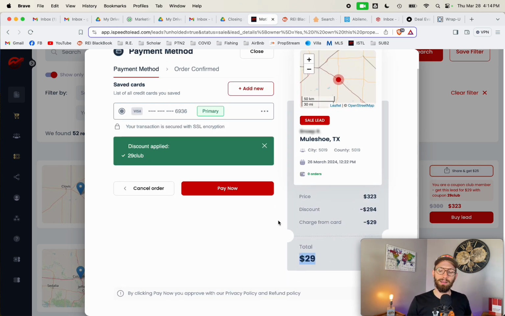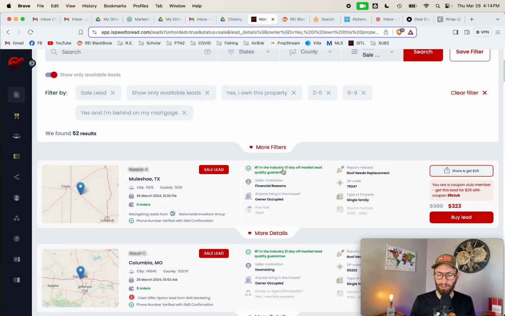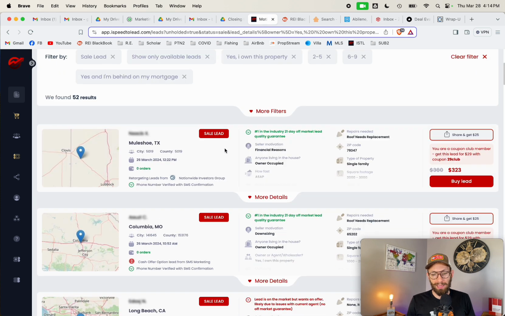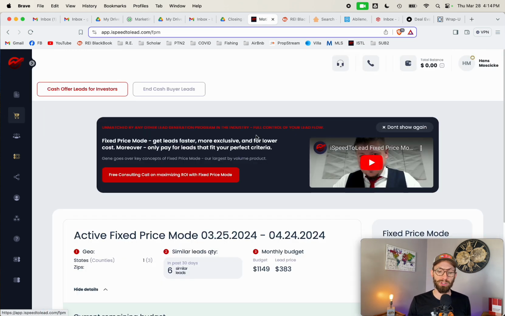You pay for the lead. You get the seller's phone number, the address, you can run comps, do whatever you want, and give the seller a call. And that's basically the way this marketplace works. There are some other ways that you could use this marketplace.